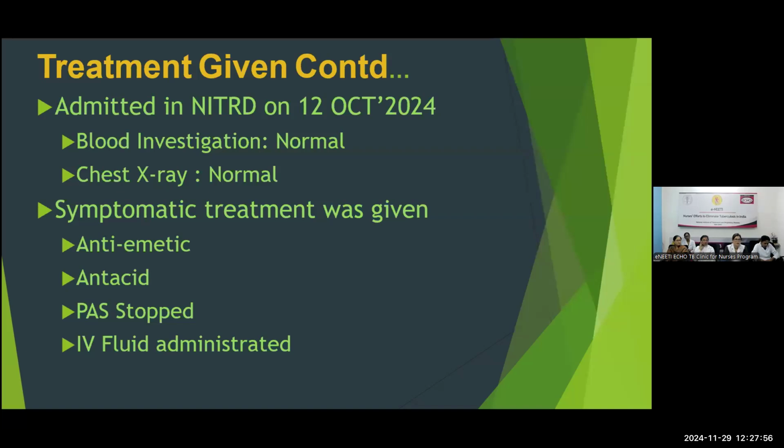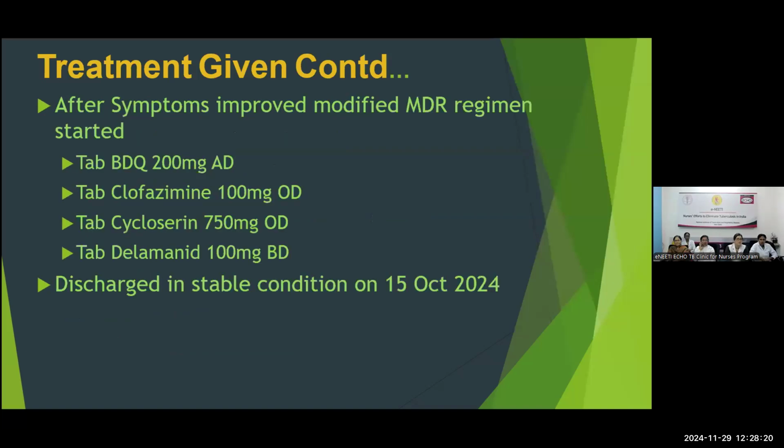At this time, she was admitted to NITRD on 12th October. On examination, her alertness was poor. Blood investigation and chest X-ray were normal, and symptomatic treatment was given with antiemetic and antacid. IV fluids were administered, and para-aminosalicylic acid was stopped. After symptoms improved, a modified regimen was started: bedaquiline continued on alternate days, clofazimine continued, cycloserine 750 mg continued, and delamanid 100 mg twice a day continued. She was discharged in stable condition on 15th October 2024.